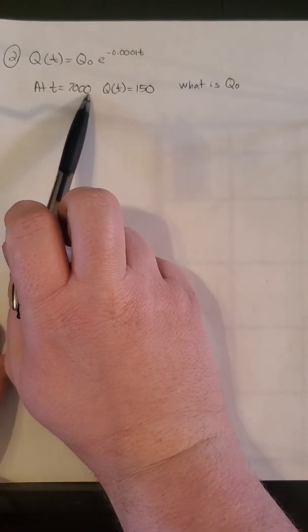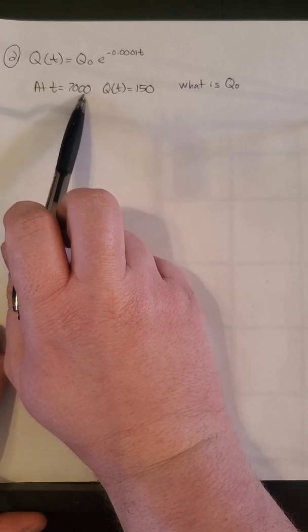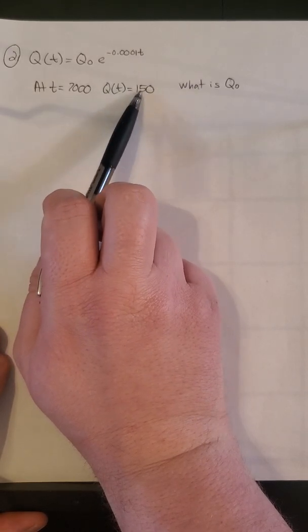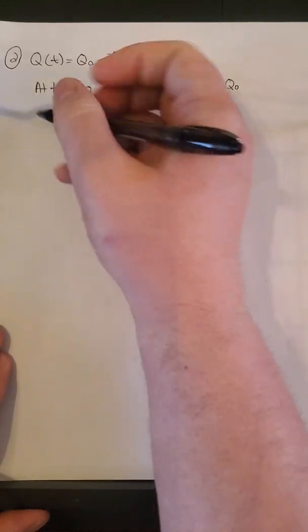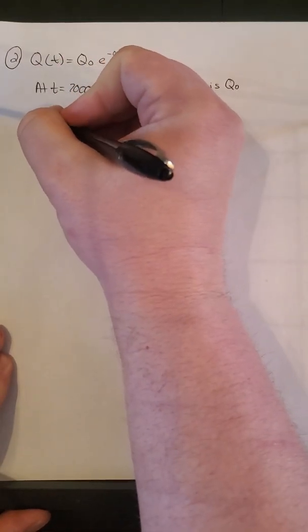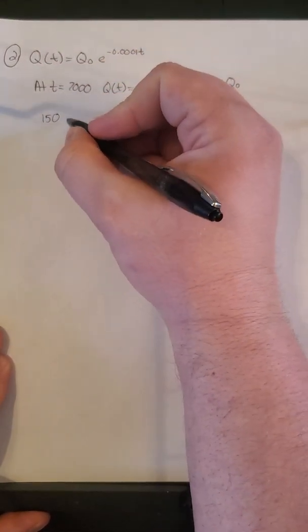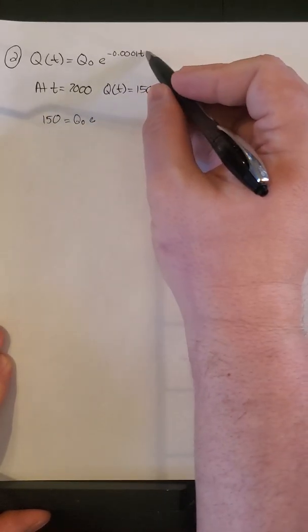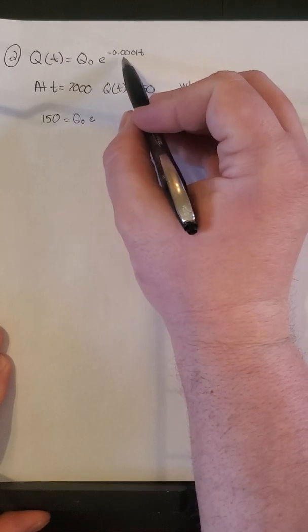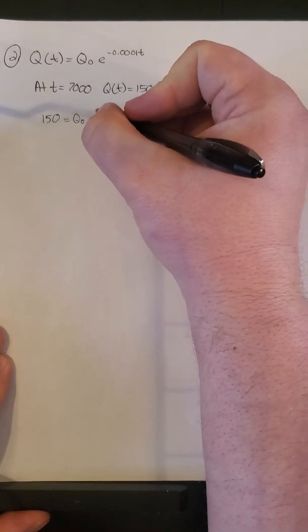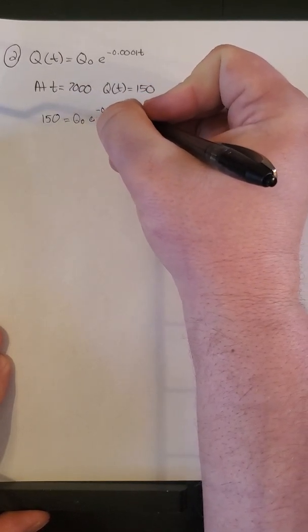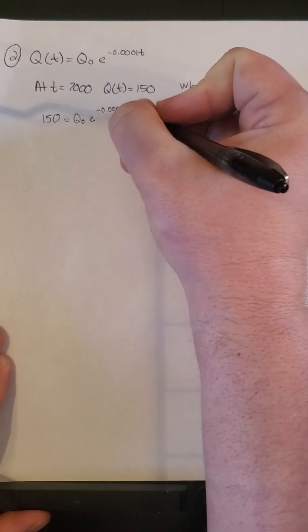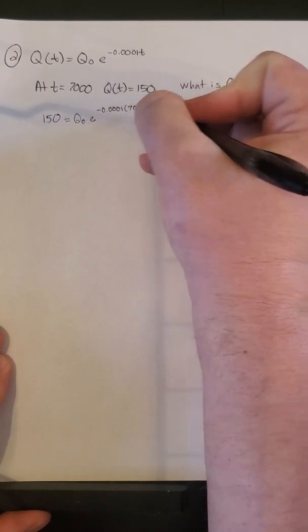Believe it or not, this is actually a pure algebra question. We know that Q of t is 150. We know that's the amount of substance after 7,000, I believe the unit was years. We don't know Q sub 0, but we know the time is 7,000, and we've got that times this decimal, negative 0.0001, times 7,000. So once we plug in, we end up with that.